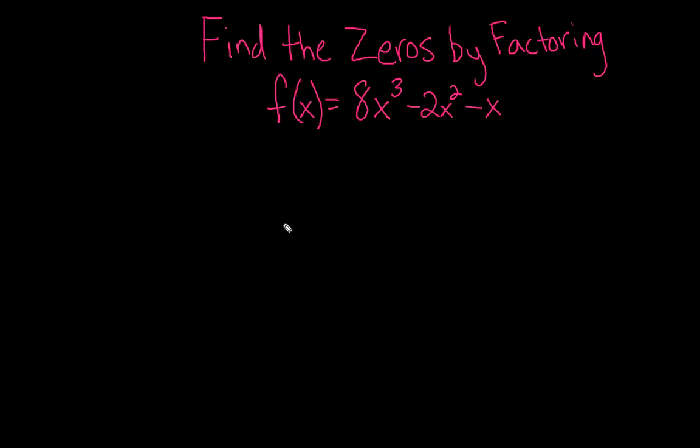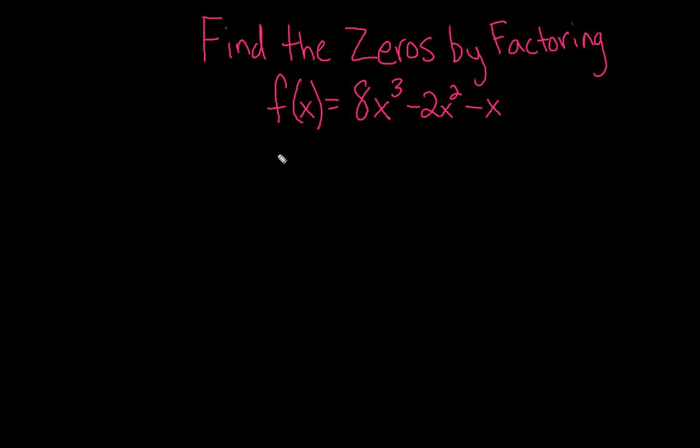Welcome everybody. In this video we're going to talk about finding the zeros of a function by factoring. So we're given this function f of x equals 8x cubed minus 2x squared minus x and asked to find the zeros. And later on we'll also talk about how the zeros and the x-intercepts relate.